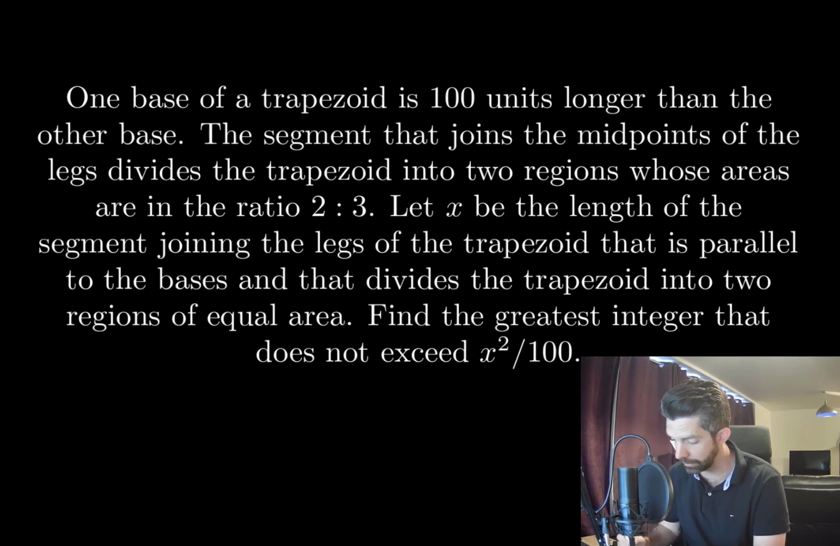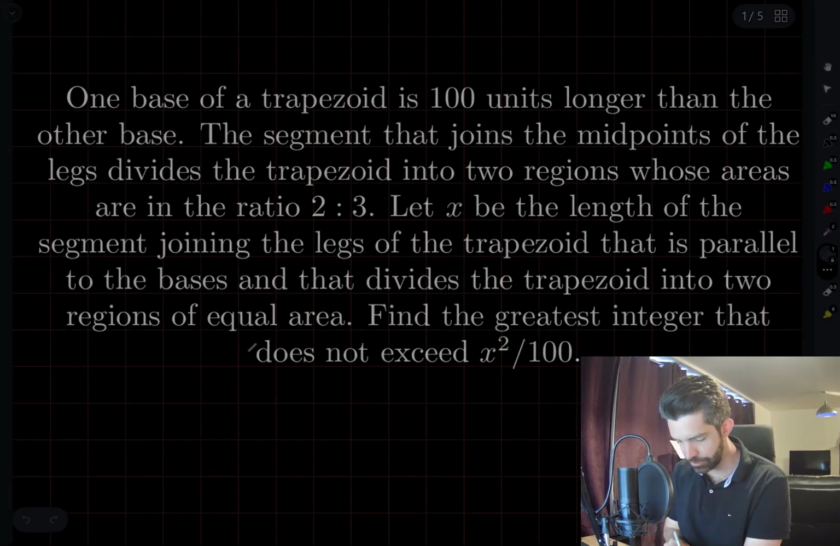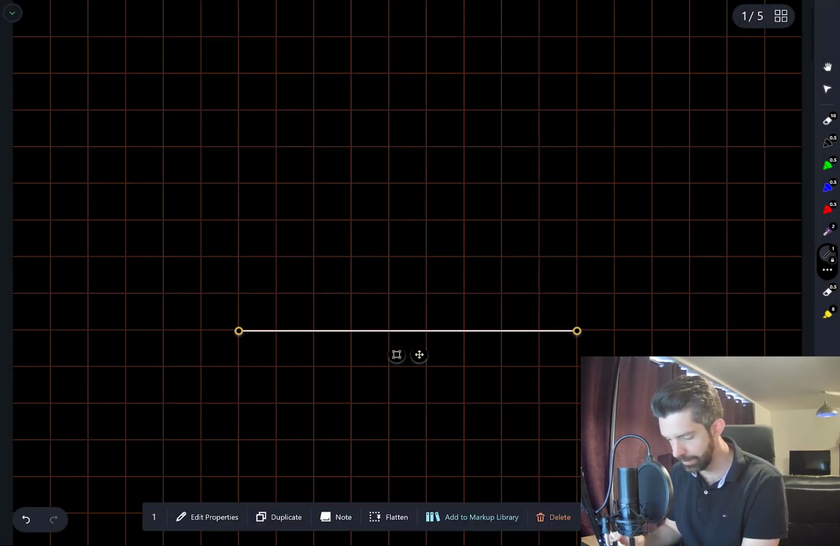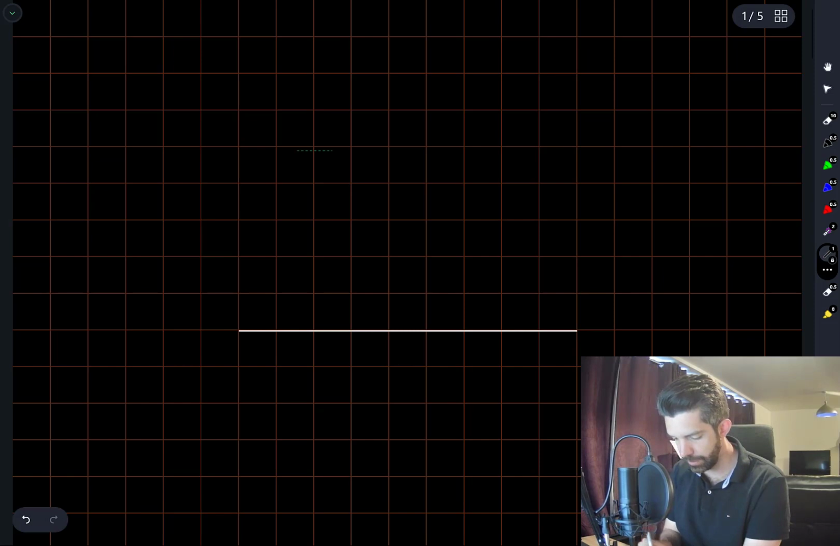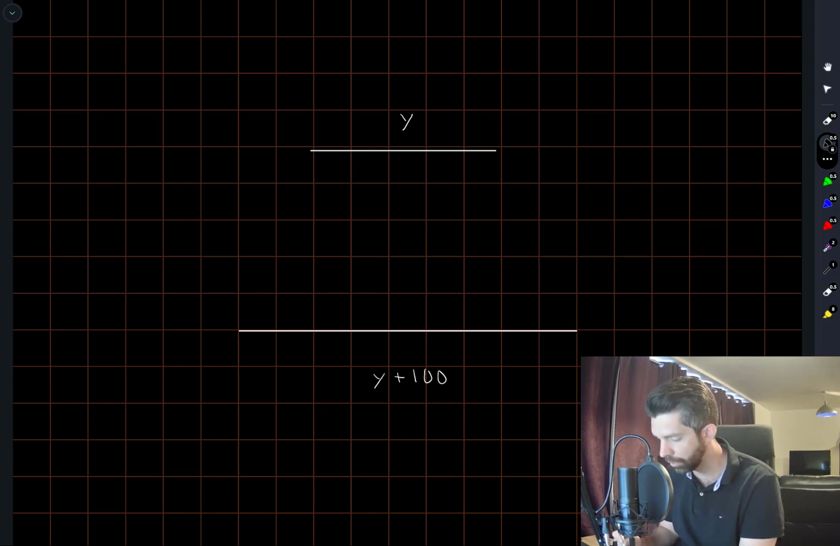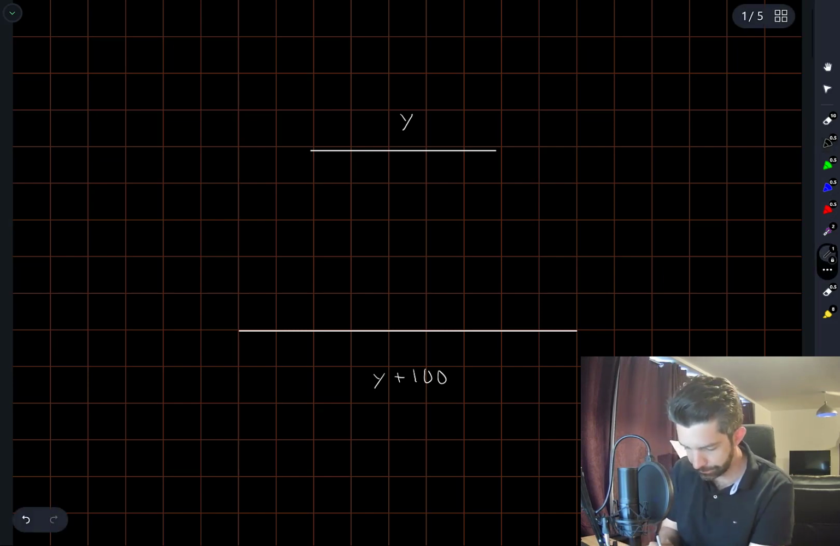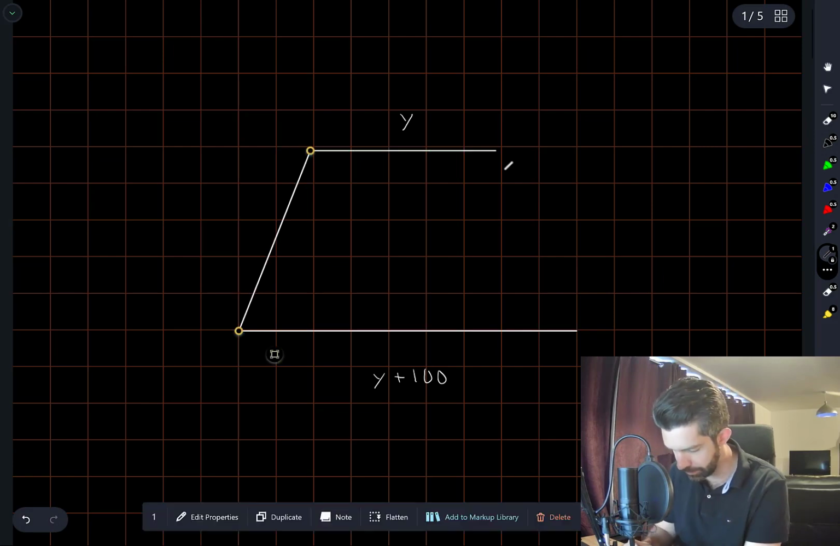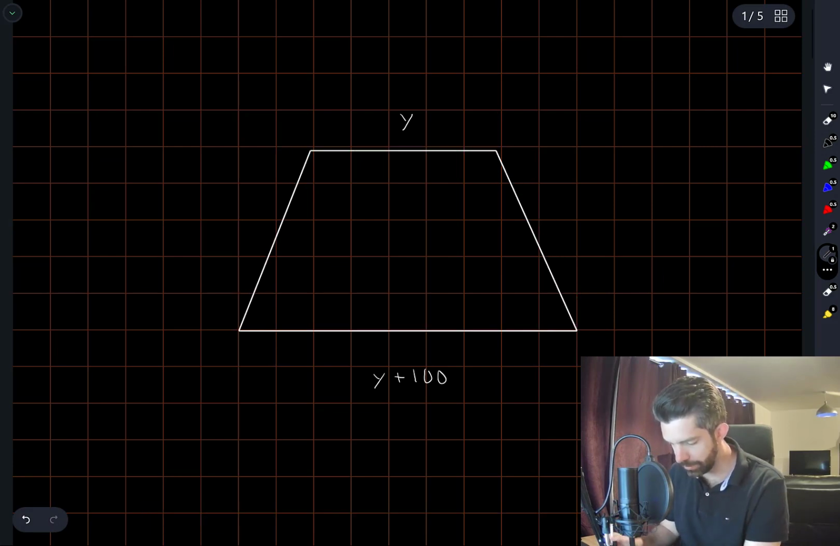Okay, I hate geometry problems like this, but we're going to draw a picture because I don't know what we're being asked for here until I draw a picture. Okay, so I have a trapezoid. There's one base of my trapezoid. There's the other. I'm just simply going to label this length as y, so that this one is y plus 100, as we're told, one base is 100 units longer than the other. Let's finish up the legs of the trapezoid here.